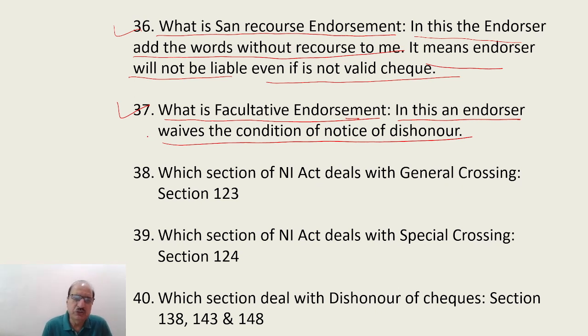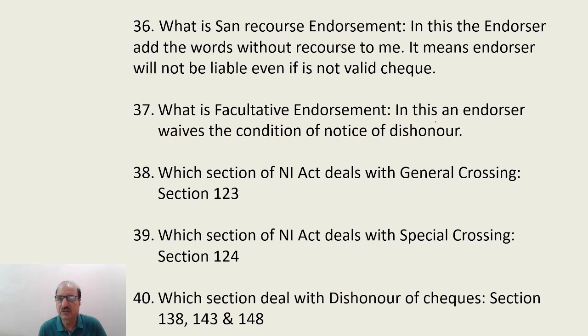What the Negotiable Instruments Act says is, whenever there is dishonor of any check, a notice has to be given to the drawer to make the payment within 15 days. Otherwise, we go to the court for recovery of the amount. But in case of facultative endorsement, the endorser says, no problem, you need not give me the notice that my check has been dishonored. You can straightway go for the complaint or for recovery of the amount in the court. So in facultative endorsement, an endorser waives the condition of notice of dishonor.